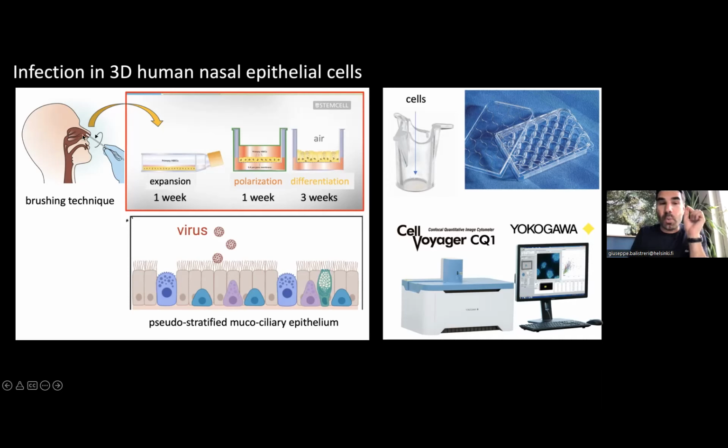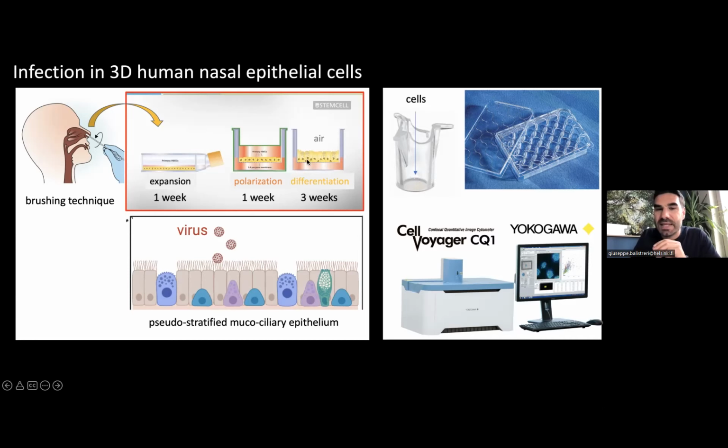You collect 1 million cells per nostril. You grow them in the lab. Then with the right ingredients, the cell starts to differentiate, and then you do something that any cell biologist would consider horrible. You basically remove the liquid from the top of the cell, and you only leave it on the basal chamber of these multi-well chambers here.